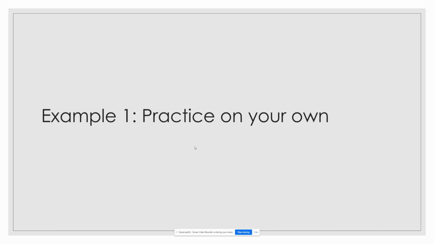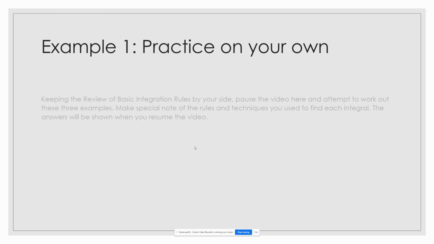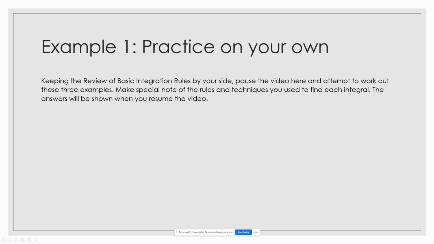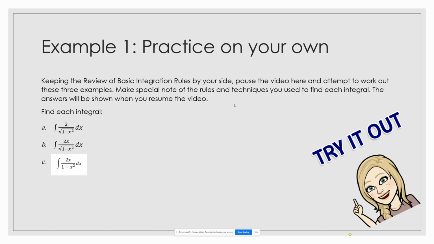All right, so now what I have is something I want you to practice on your own. You're going to need to pause the video, attempt to work out these 3 examples, and make special note of the rules and techniques you used to find each integral. As soon as you hit play, the answers are going to pop up. I'm not actually going to work these ones out with you. In our Q&A session, we can go over any of these that you would like. Just make sure you make special note of them. But go ahead and pause the video and work out these 3 examples.